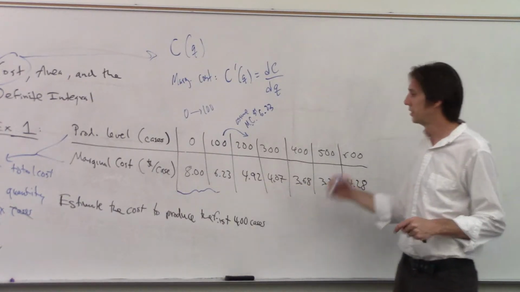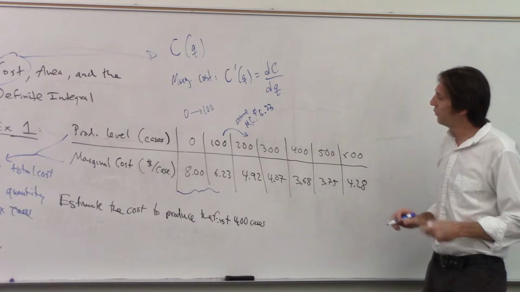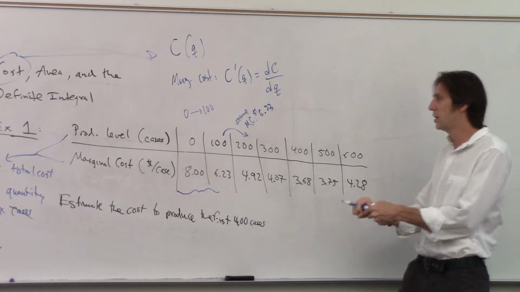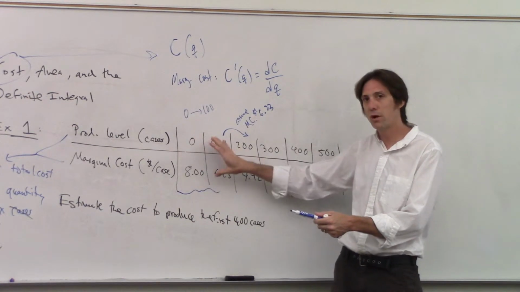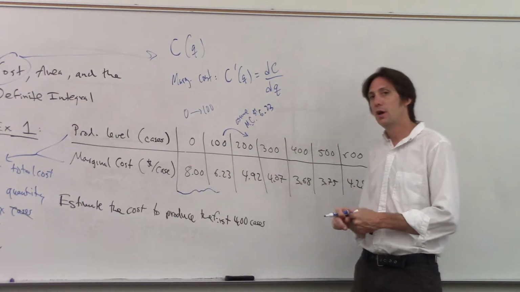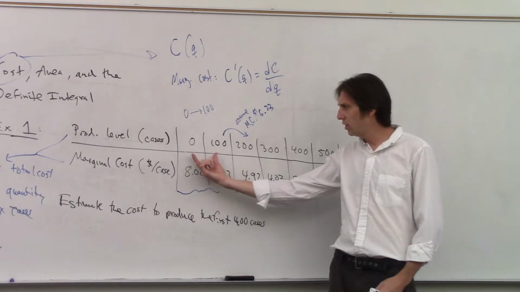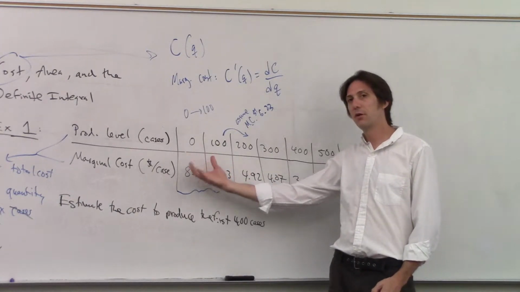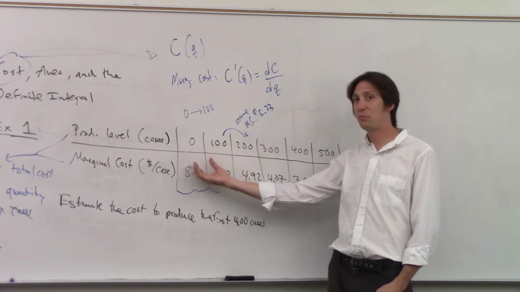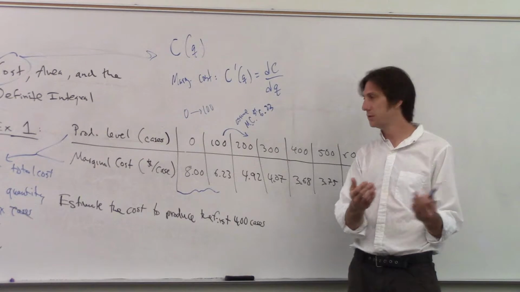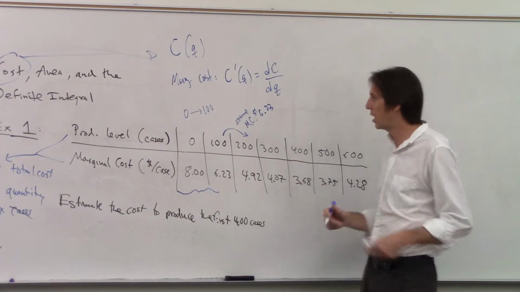And so, if we assume that constant marginal cost for each batch, 0 to 100, 100 to 200, what we can do is multiply for each batch. That'll give us a cost to produce that batch, and then I add up those costs for the number of batches that I care about.